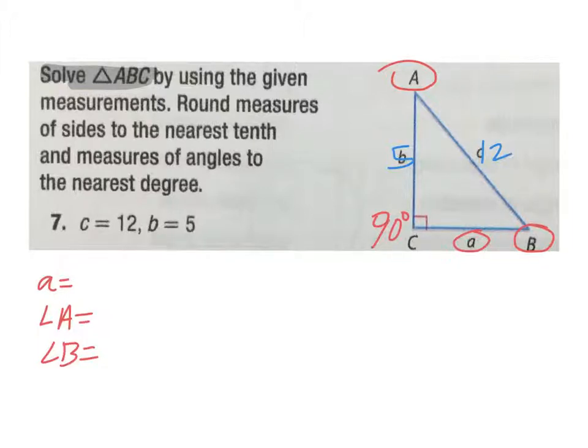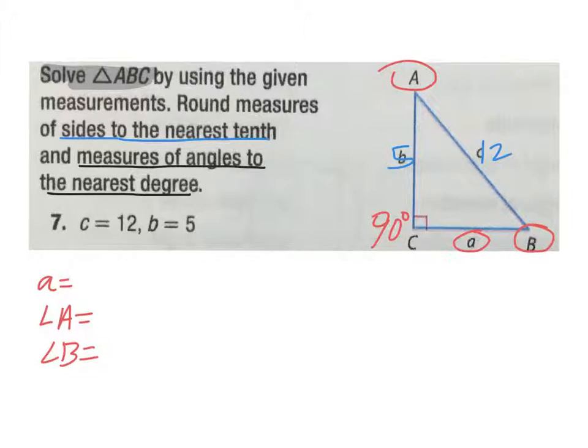Okay? And then once we have those, we can decide which ones we want to find first and how to do that. Okay? A couple other things I want you to keep in mind for these problems. It says round measures of sides to the nearest tenth. Sides are going to be rounded to the nearest tenth. Measures of angles are going to be to the nearest degree. Okay, which means the nearest integer. Okay? Now, I have options here. And which one of these you find first is really kind of up to you.